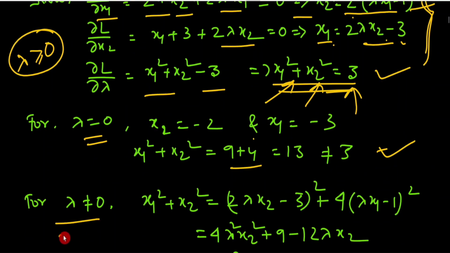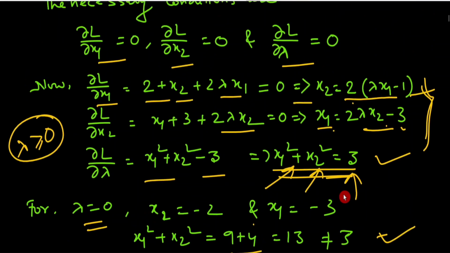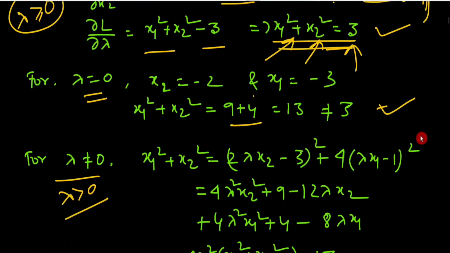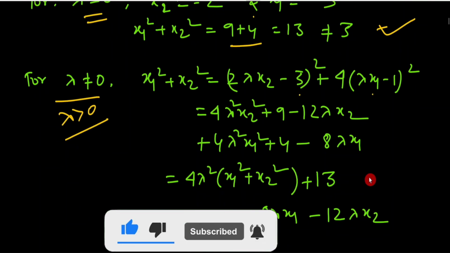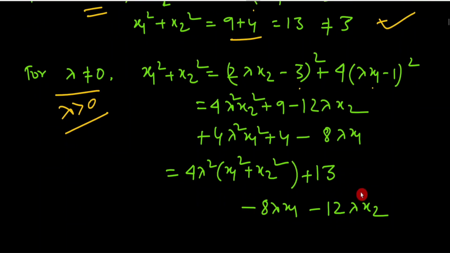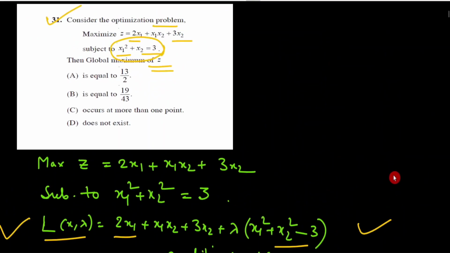Now for lambda not equal to 0, that is for lambda greater than 0, we get x1 square plus x2 square from these two equations, also we have 2 lambda x2 minus 3 whole square plus 4 lambda x1 minus 1 whole square. But if we simplify this, then we can't get the solution for x1 and x2. Therefore for this problem, the solution for lambda greater than or equal to 0 does not exist. Therefore the global maximum of z does not exist for this constraint.